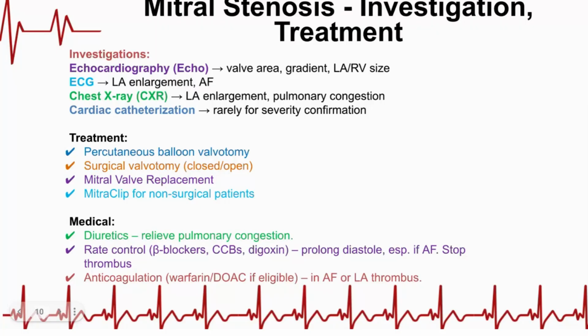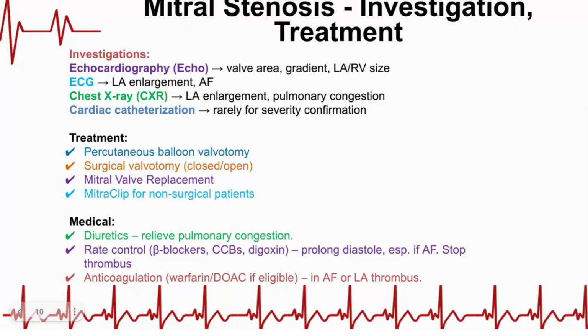ECG, of course, as I said, you mainly tend to see AF. You can sometimes see P mitrale. The next one is chest X-ray. Chest X-ray, to be honest, in clinical practice, is done to rule out whether the patient has any signs of pulmonary edema. And sometimes you also do cardiac catheterization, but that's quite advanced, and often it's not something you do immediately. You will do that as an outpatient.